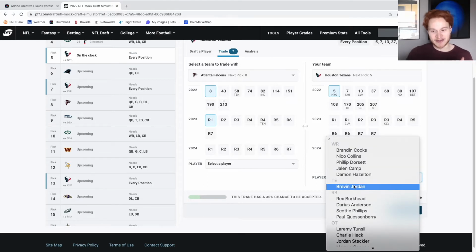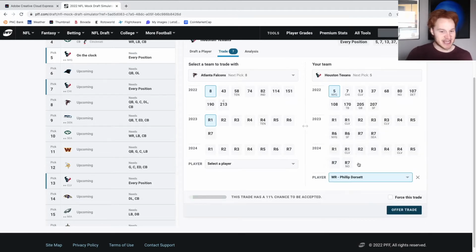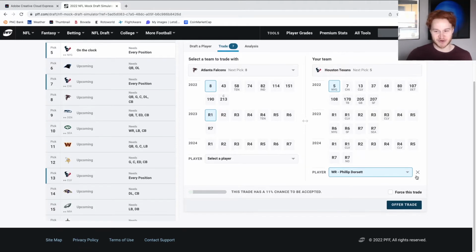I want to keep Brandin Cooks, so I wonder if the Philip Dorsett glitch works. Wow, Philip Dorsett has negative trade value. That's just disrespectful. Look at Philip Dorsett's trade value. I've got him in the trade right now. 11% chance to be accepted. You hate to see it. It saddens me.